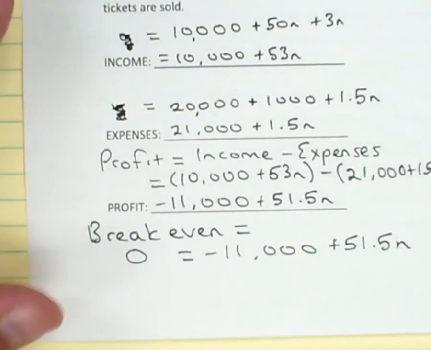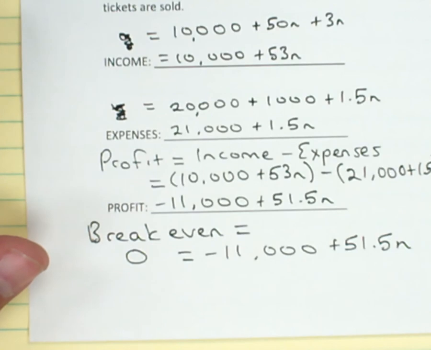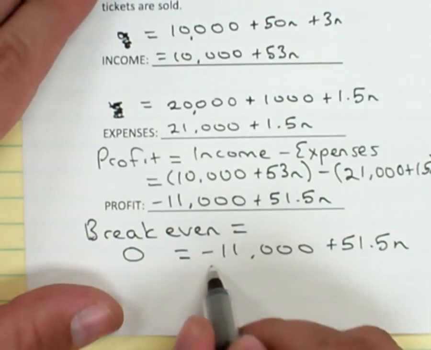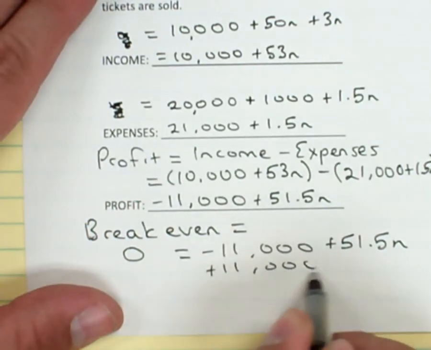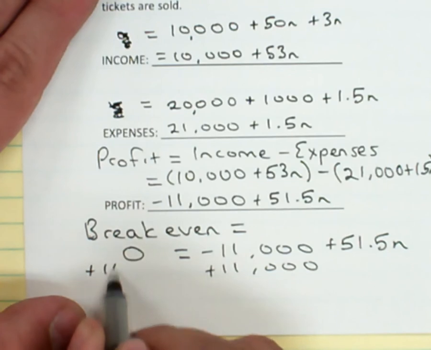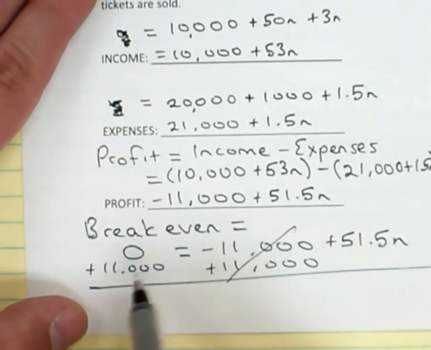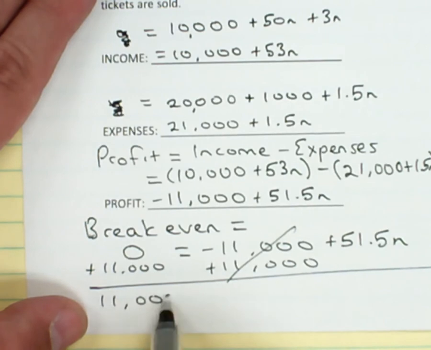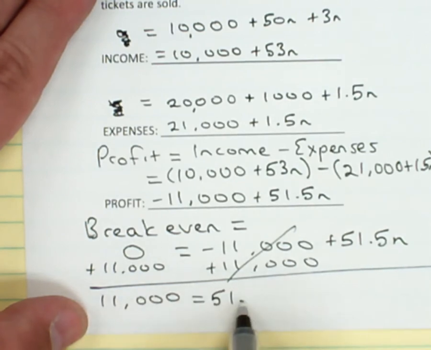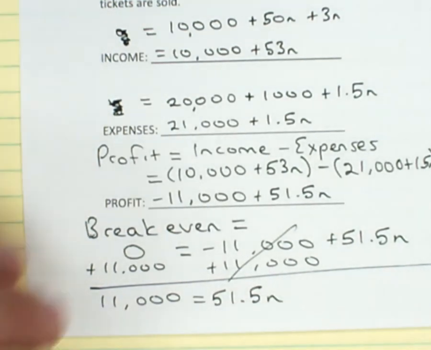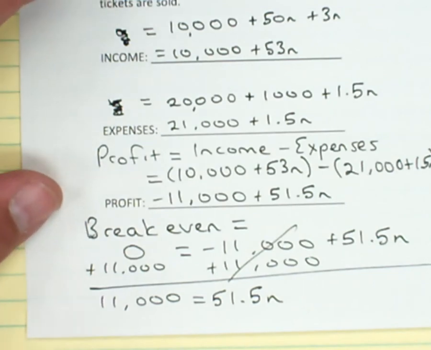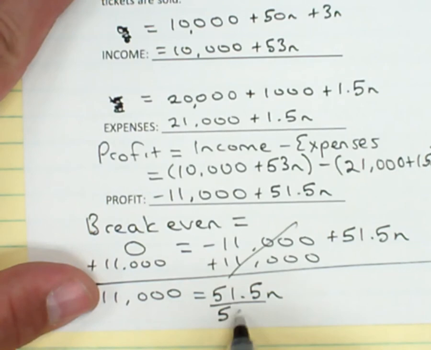Now what do I do? Add 11,000. Get the numbers on one side, everything else on the other. So 11,000 equals 51.5n. Now what? Divide by 51.5.